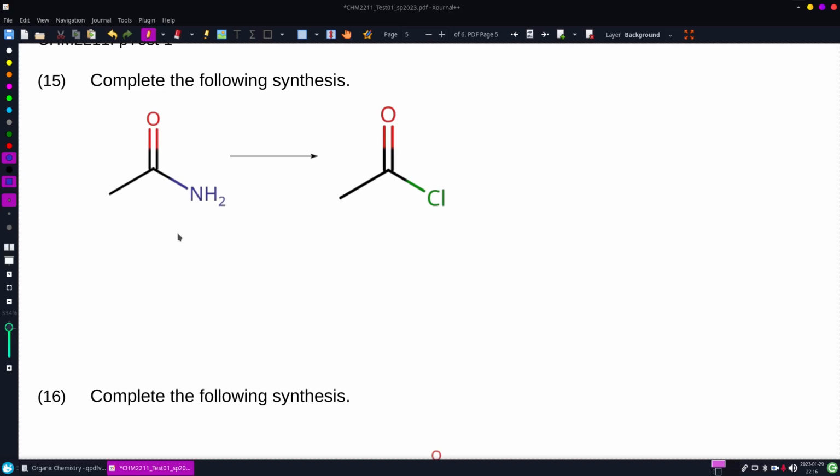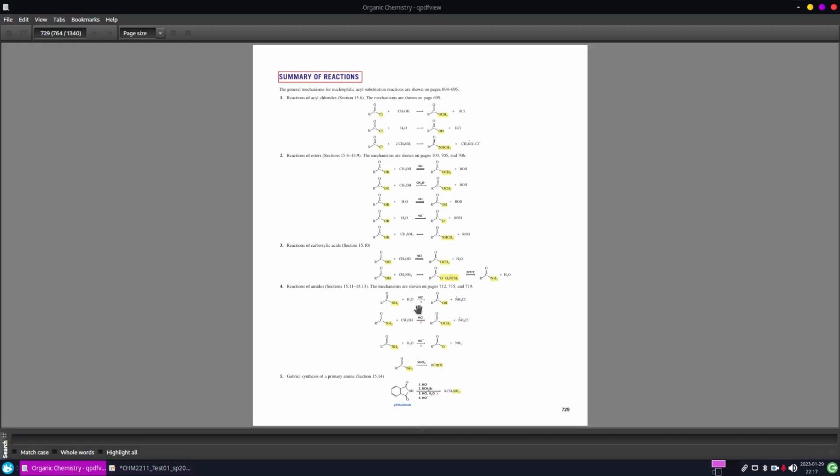All right, looking at question 15 here, we have an amide and we want to turn it into an acid chloride. Now, if we look over our summary reactions or reflect on this chapter, we'll see that our amides can be turned into a lot of things, but no acid chlorides. So no quick way of doing this in a single step.